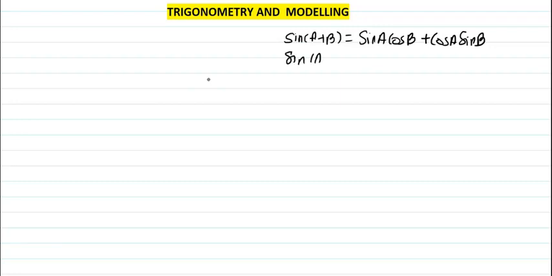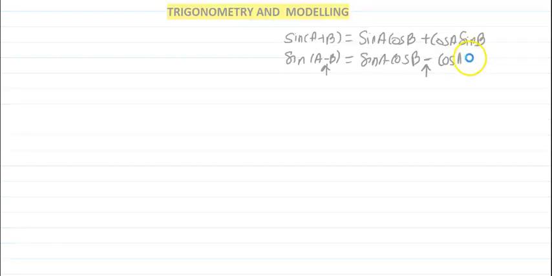Similarly, for sine A minus B, we can write down sine A cos B. If there is a minus sign, then it should be a minus sign here: cos A sine B, right?